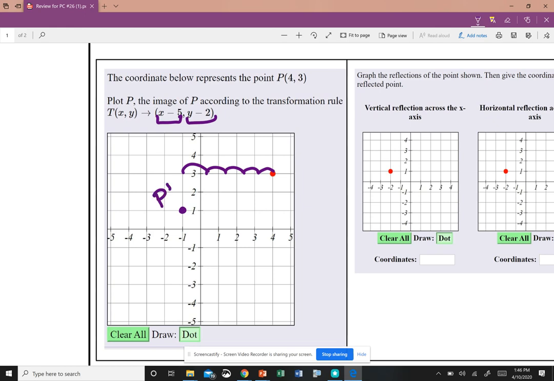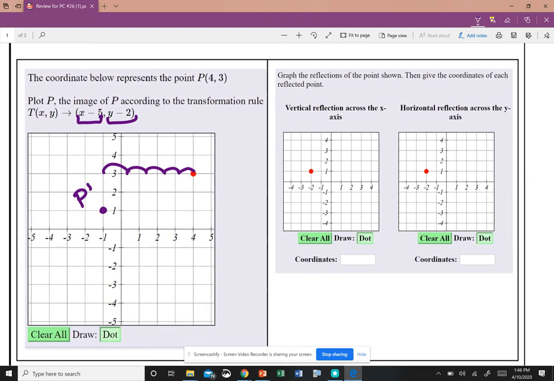So here is my new point P. This is P prime. This is my image of P. Look at us go. Look how smart we are. Oh, I'm so proud.